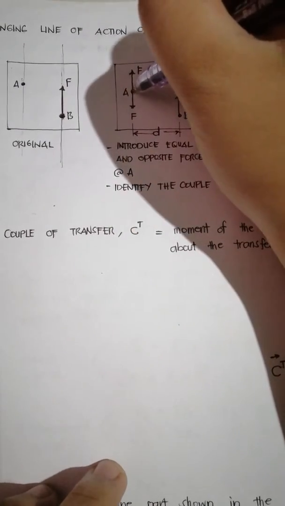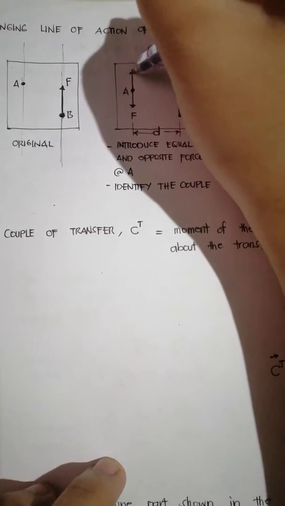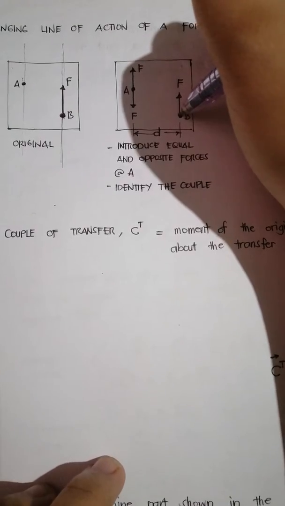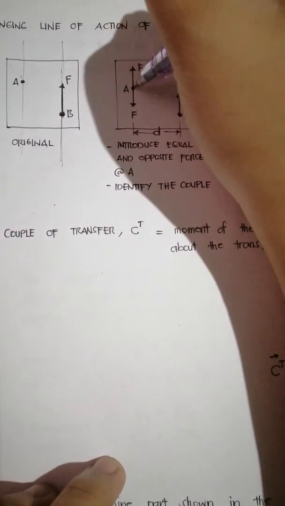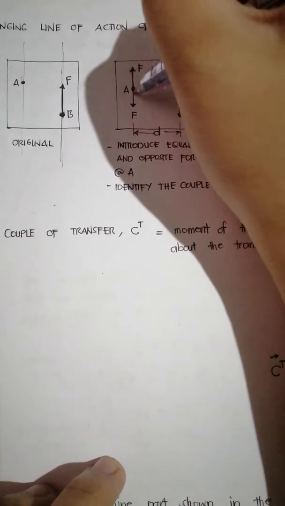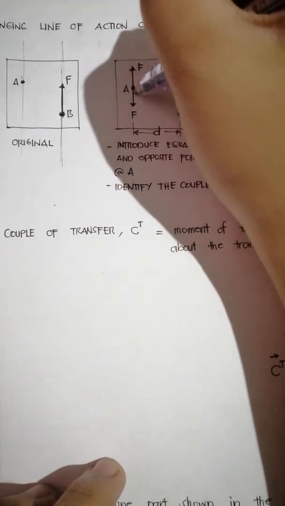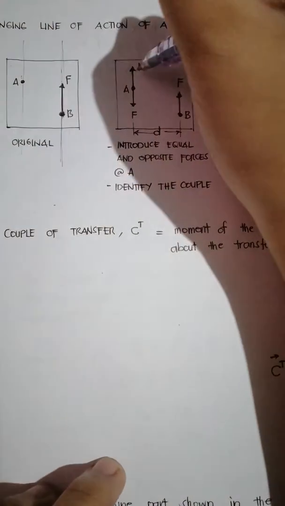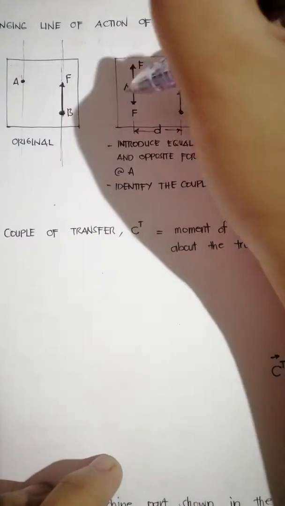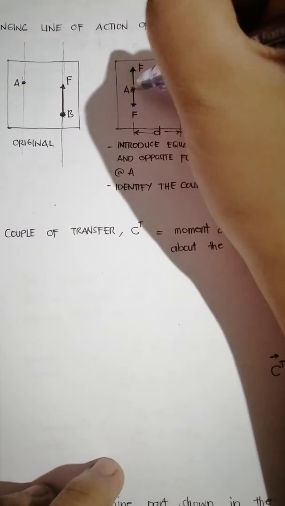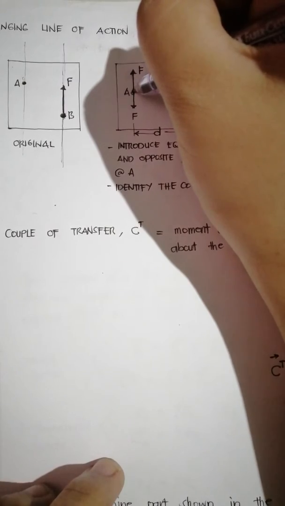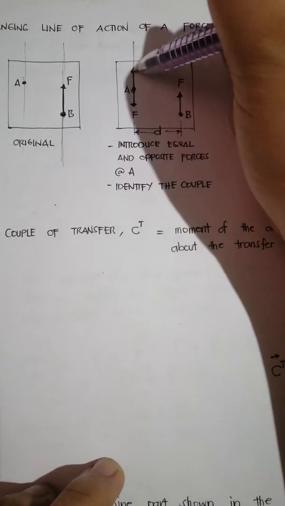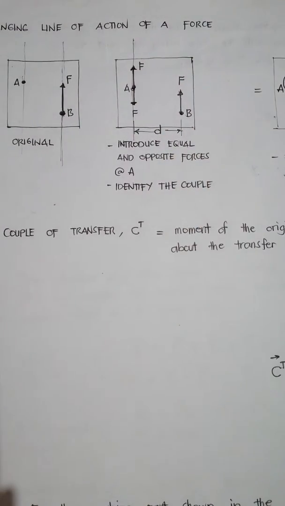draw another force vector at this point, which has the same magnitude as that of the original and the same direction, but we'll have to negate that so that it's like nothing happened. So we have this force F, same direction as the original one and same magnitude, but at the same time we'll have to negate that by drawing another force vector, same magnitude but opposite in direction. And of course, with parallel line of action.